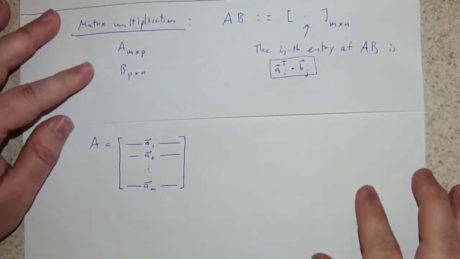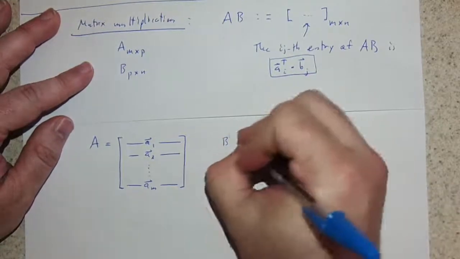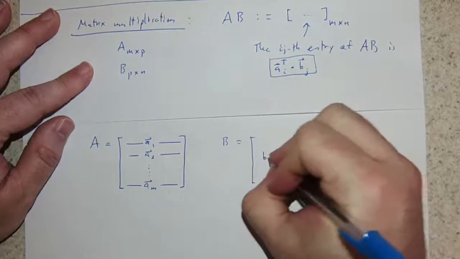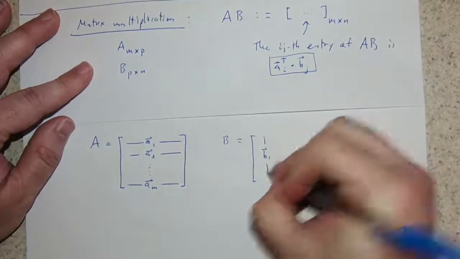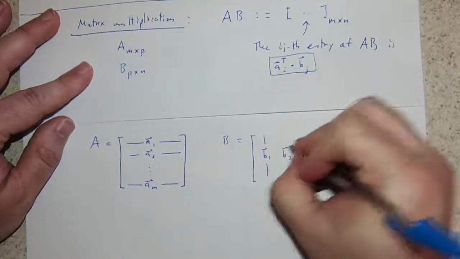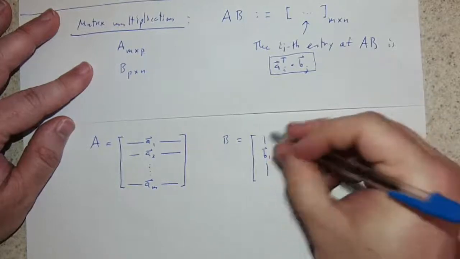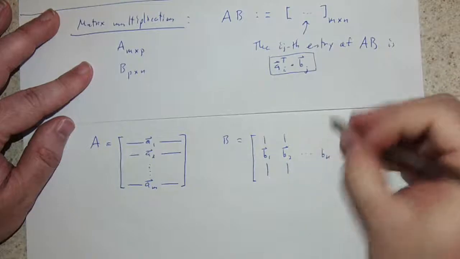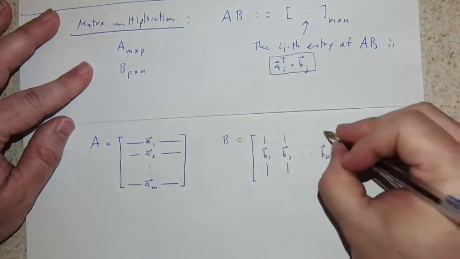Okay. And B is a matrix made up of columns. B1 is the first column. B2 is the second column. Normally we don't use this weird line thing that I'm doing here. I'm just doing this to show you how this works. And there are N of these columns.